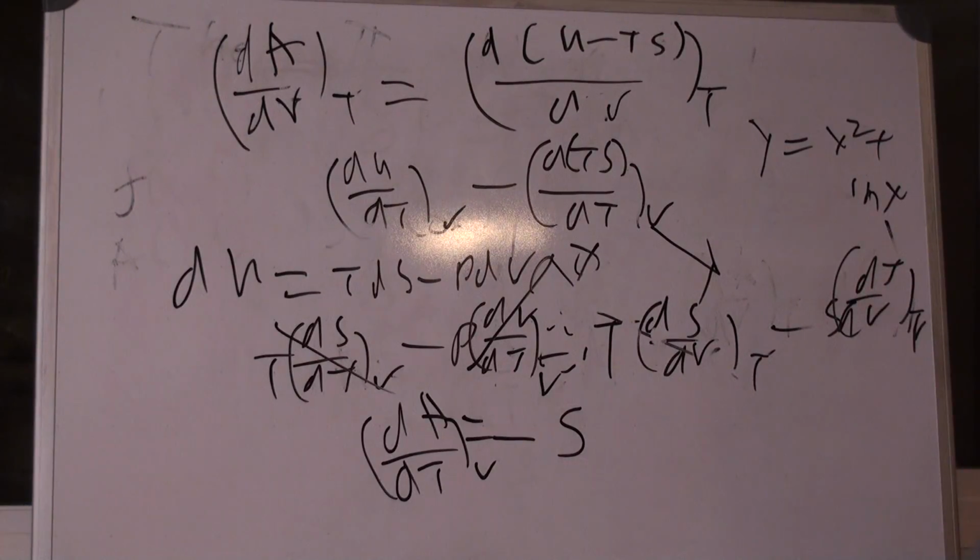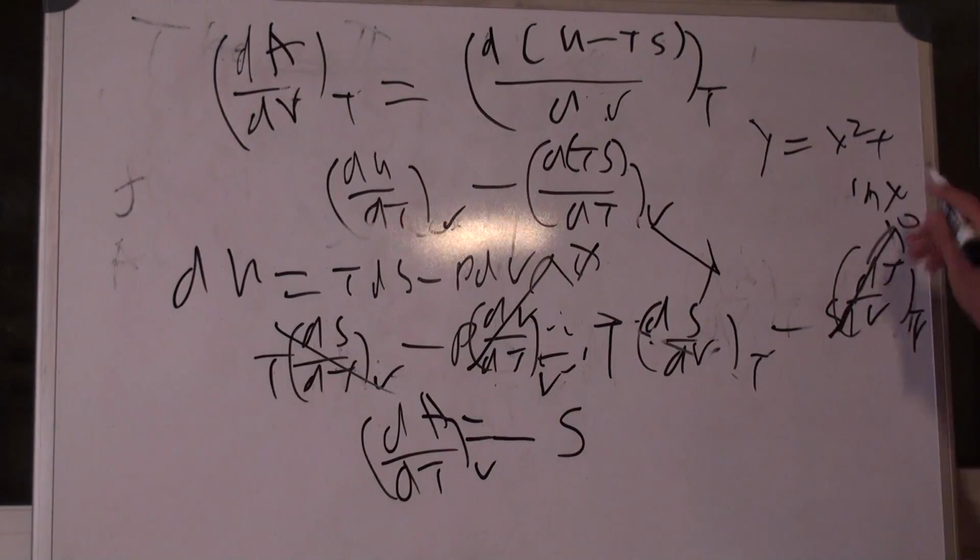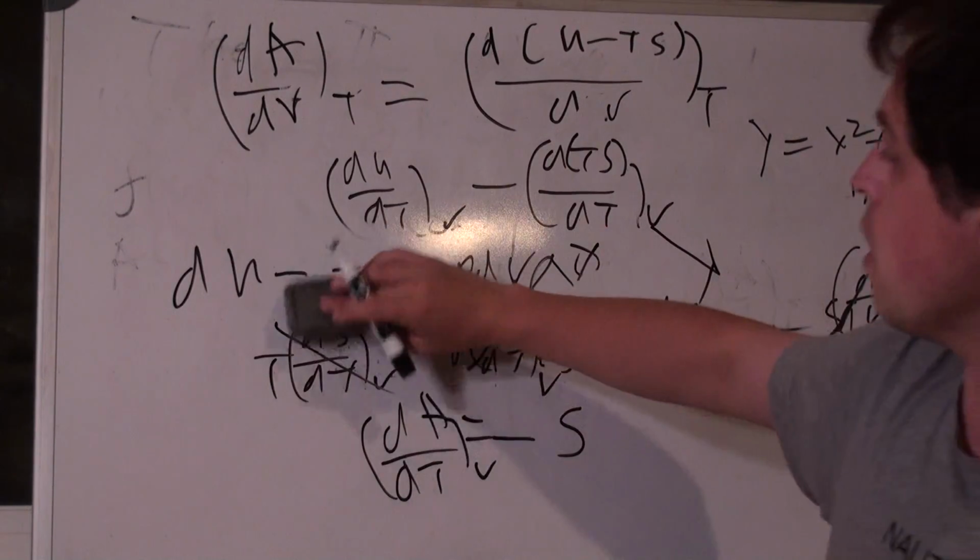Okay, ds/dv at constant t. Do we know what that is? Don't know what that is. Okay, dt/dv at constant t. What's that? Same thing as before. That's 0. And then this part.